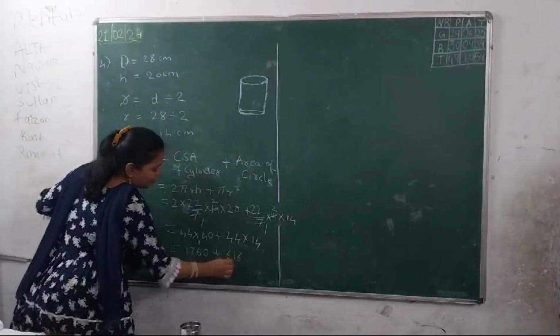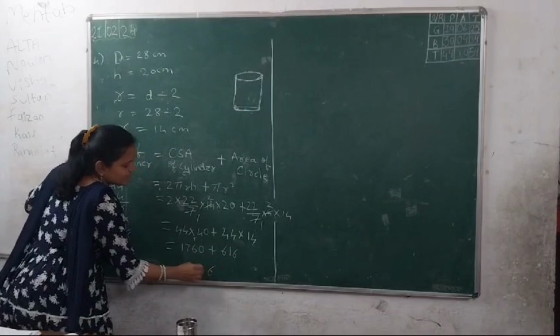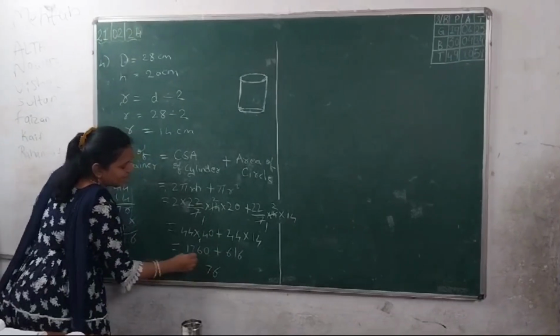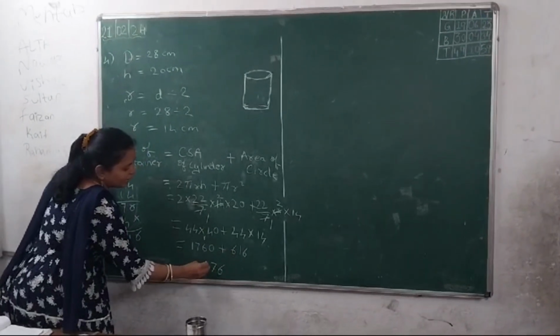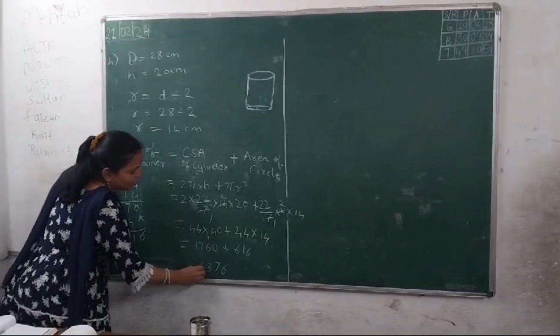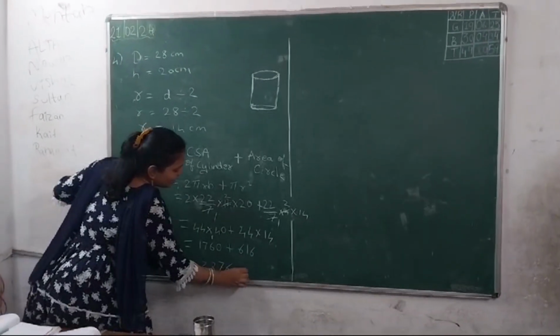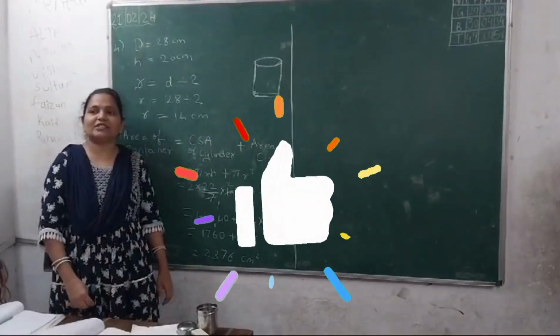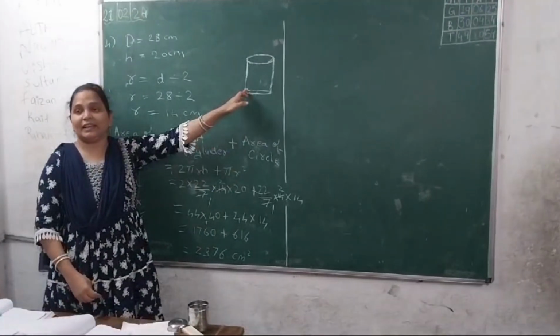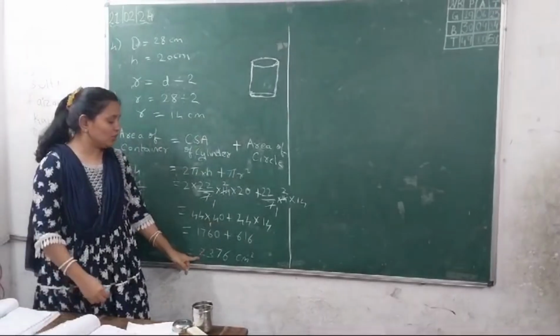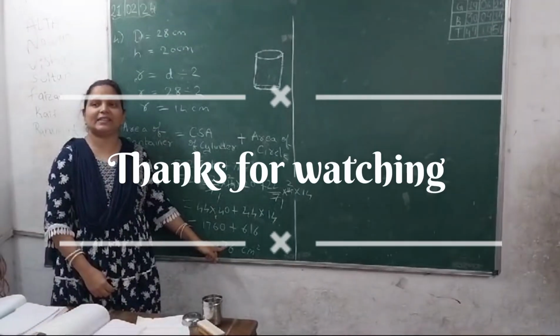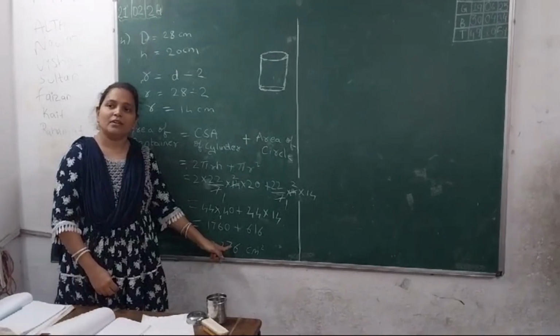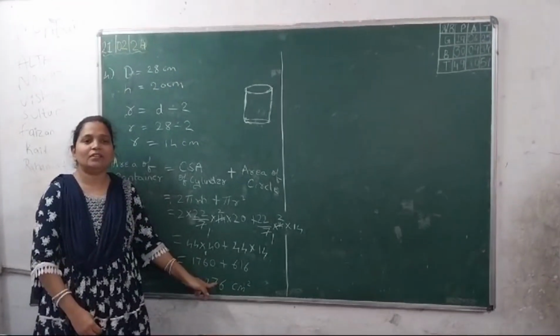Now let's add it up. 0 plus 6 will be 6. 6 plus 1 will be 7. 7 plus 6 will be 13, carry 1 and 2. So what is our area? 2376. So the area of this metal container is 2376. Have you understood? Yes. Any doubt is there? No.